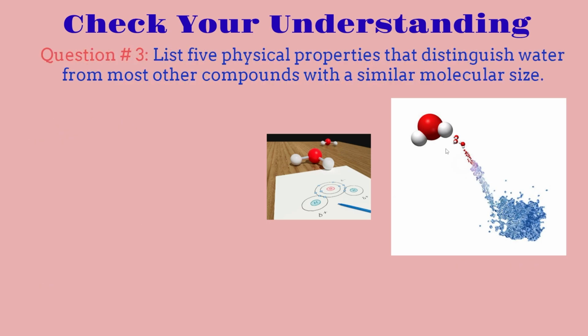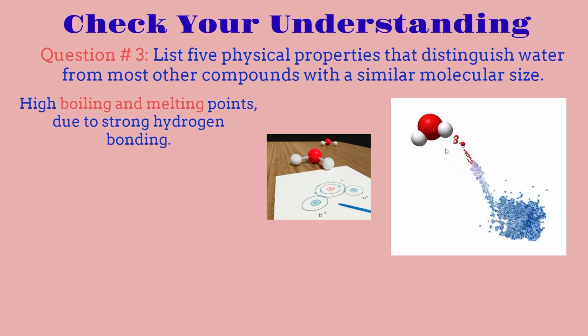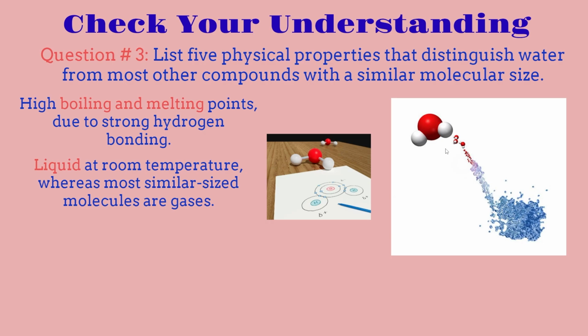And moving on to question number 3, list 5 physical properties that distinguish water from most other compounds with a similar molecular size. For the first property, we have high boiling and melting points, and this is due to strong hydrogen bonding. For our second property, we have liquid at room temperature, whereas most similar sized molecules are gases. A common example would be methane. Even though they have almost the exact same size and also the exact same weight, methane is a gas at room temperature while water is a liquid.